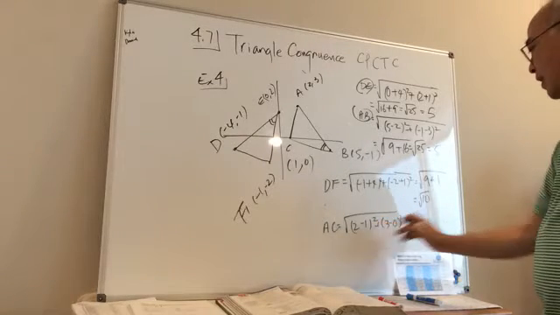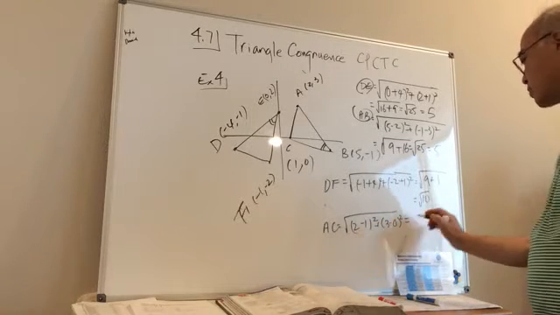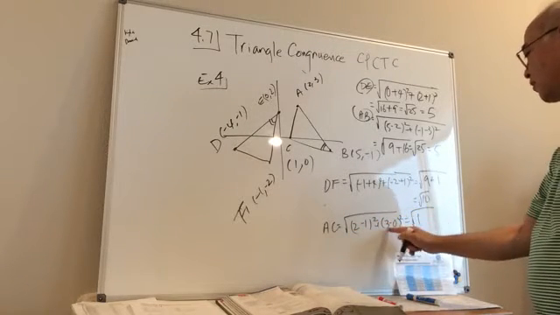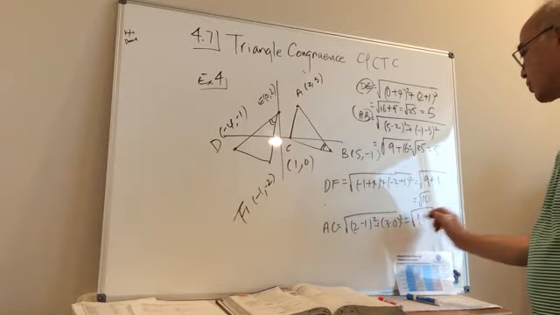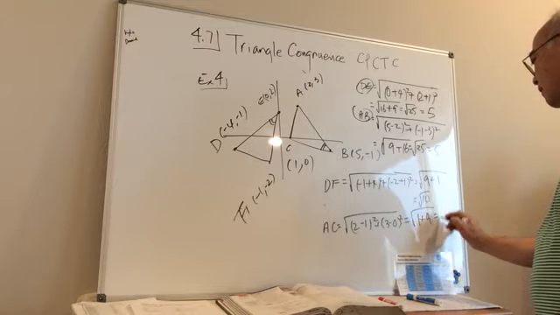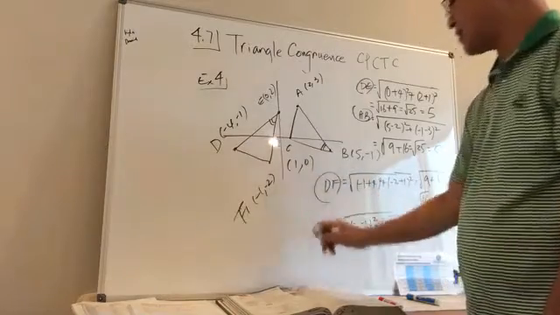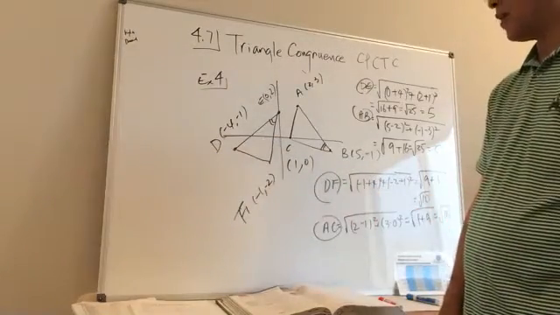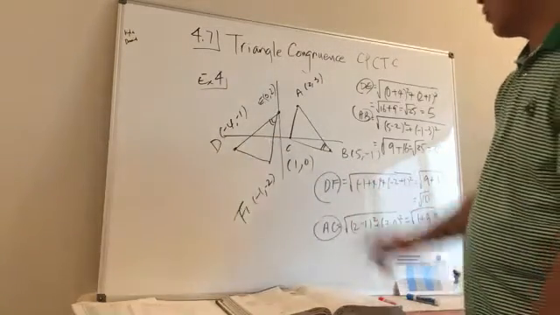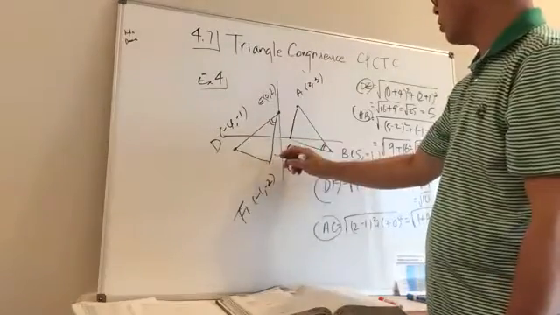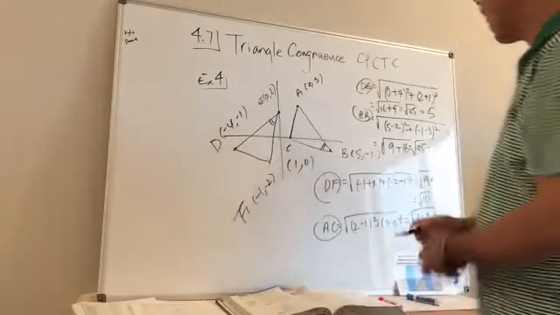Over here I get 2 minus 1, which is 1. 3 minus 0, which is 3. 3 squared is 9. Square root of 10. Again, DF and AC are the same. Okay. So now all I need is to have these last two be the same. So let's do that, the very last one.